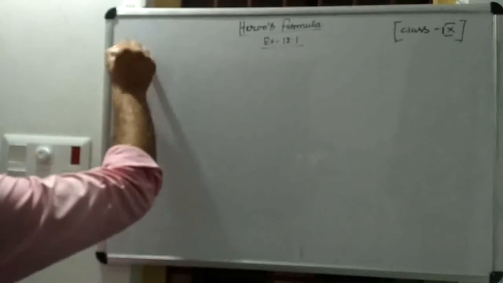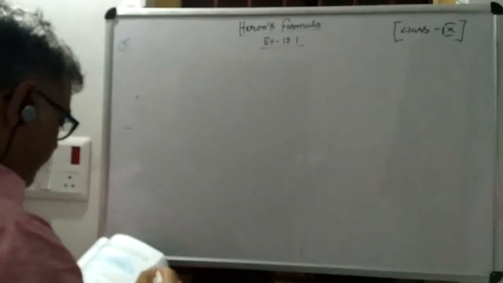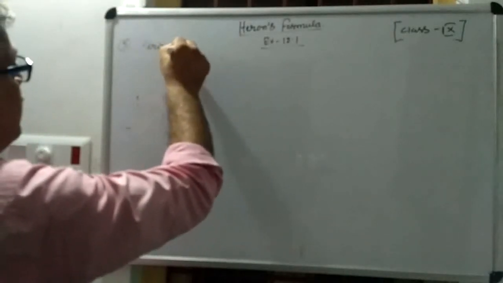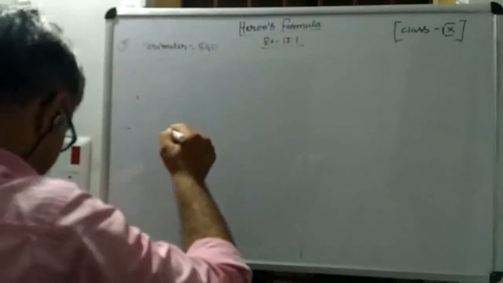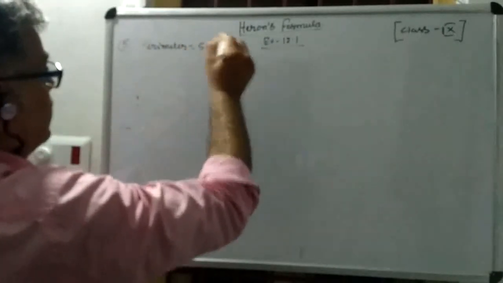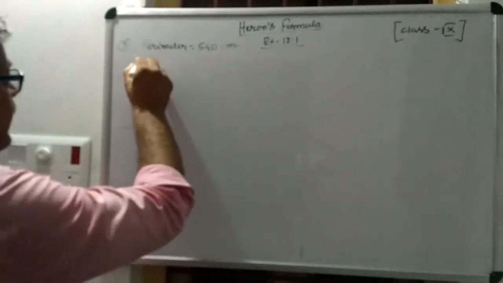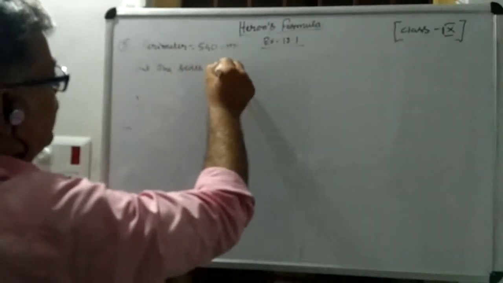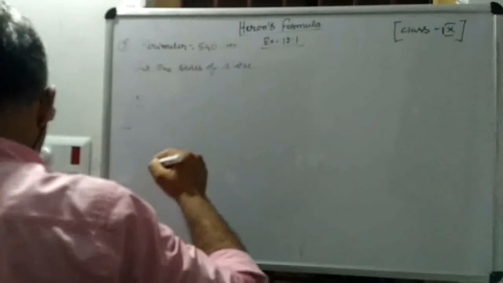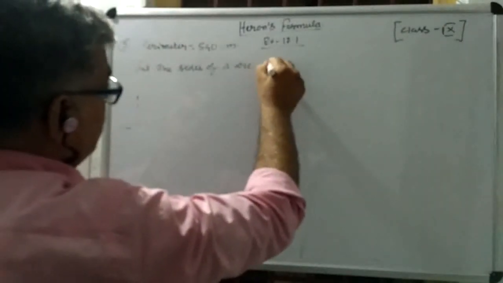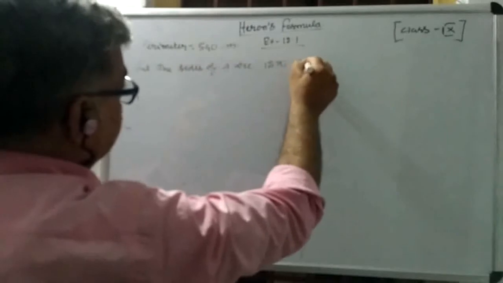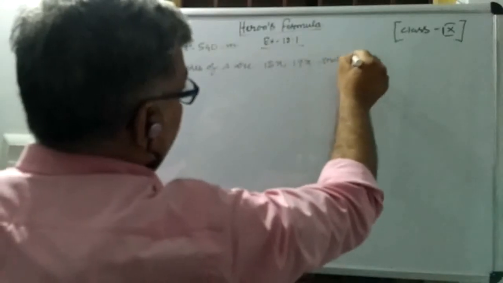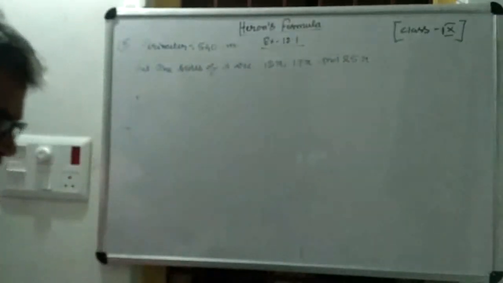What is given? First you write what is given. It is given that the perimeter equals 540 centimeter and the sides are given in the ratio. So let the sides of the triangle be multiples of x: 12x, 17x and 25x. These are all three sides.